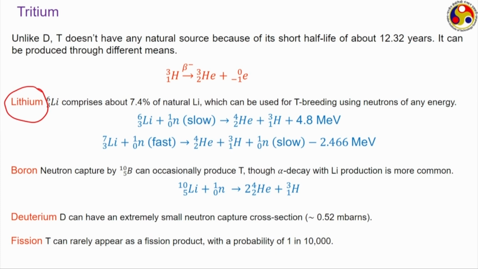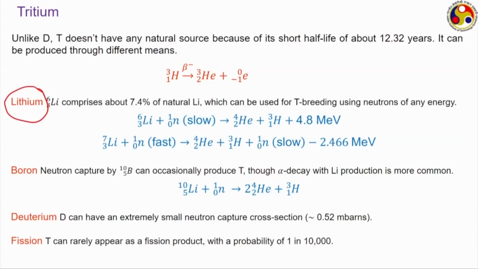Generally, whatever fission reactors we have, they are covered by a blanket of lithium, lithium 6 or lithium 7, both can be there, and the neutrons which are produced because of the reaction can interact with both lithium 6 and lithium 7, like as is already shown. Lithium 7 requires fast neutrons, but lithium 6 can be activated by neutrons of any energy.